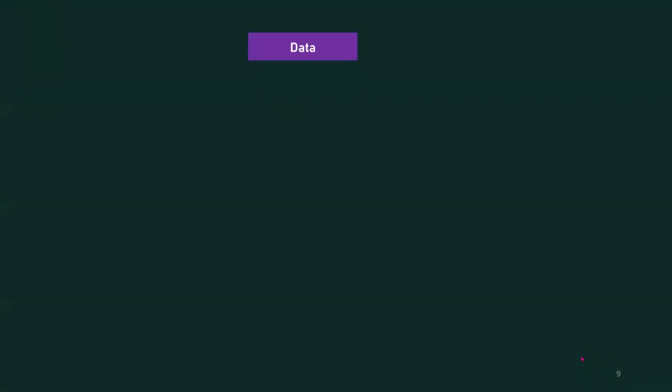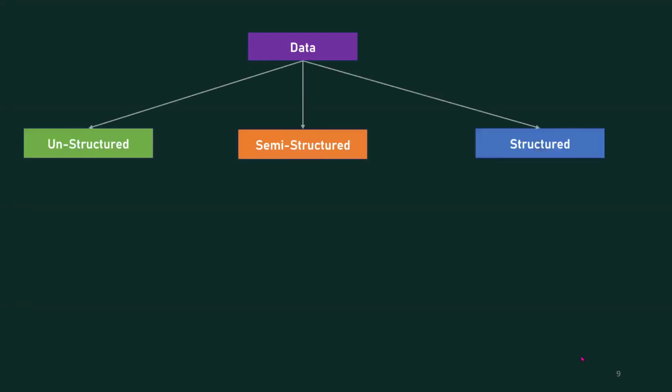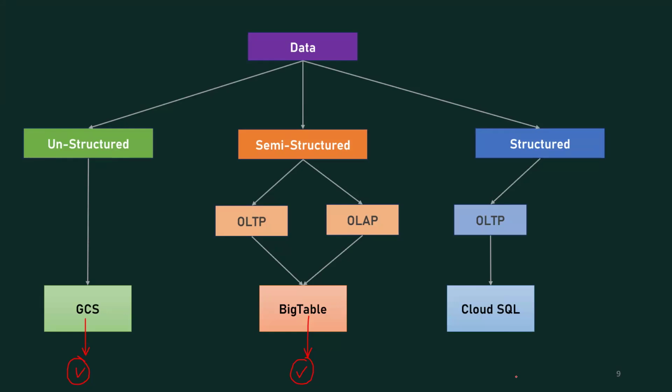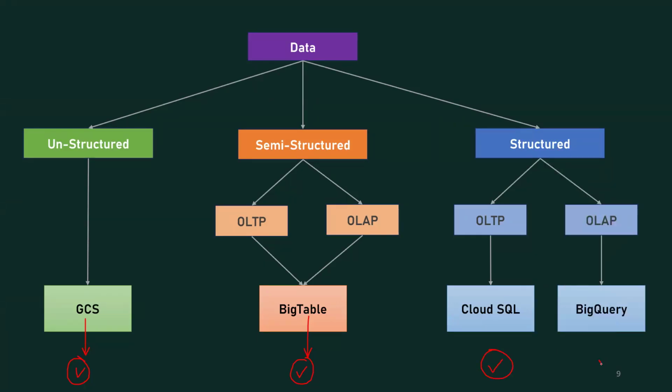And next, we are going to cover the basic data engineering tools as well. If I have data, data is categorized into unstructured data, semi-structured data, and structured data. For unstructured data, we are going to look at GCS. We are going to have a basic idea of what GCS is and how to work with GCS. For semi-structured data, we have OLTP and OLAP, and we are going to cover the basic idea of what Bigtable is. For structured data, we have the OLTP system, that is Cloud SQL. And for OLAP, what is BigQuery?